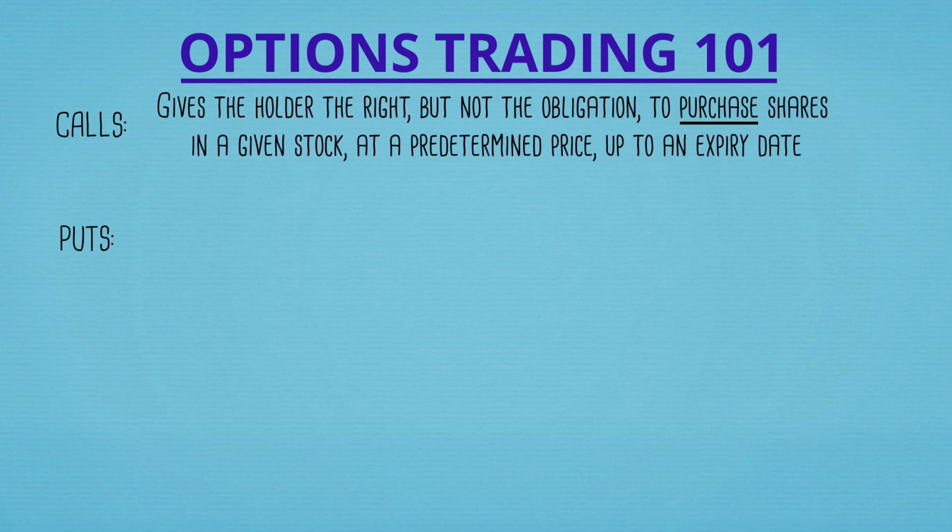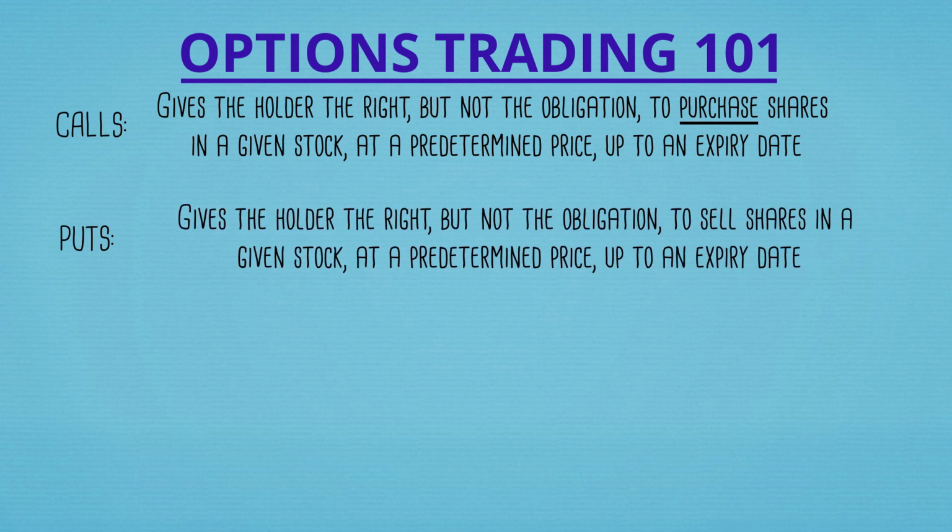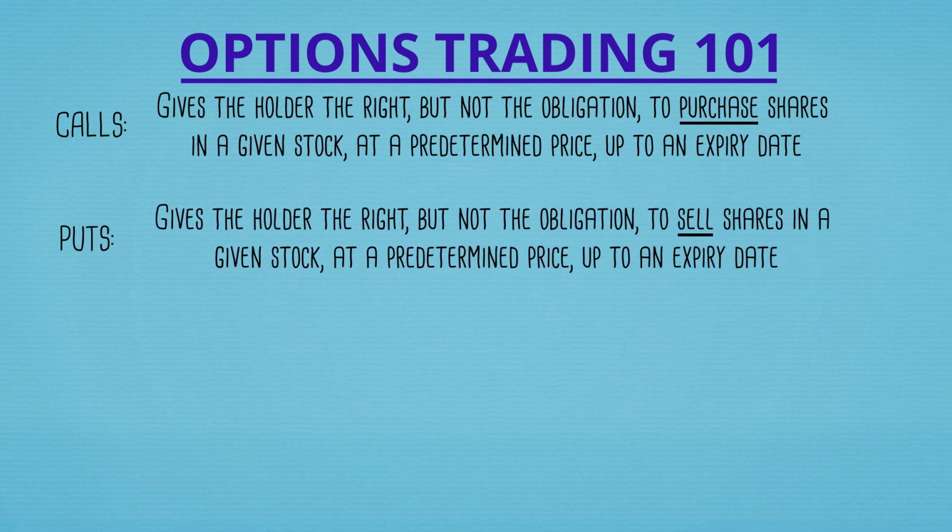A call option gives the holder the right, but not the obligation, to purchase shares in a given stock at a predetermined price up to the expiry date. Now, put options, on the other hand, give the holder the right, but not the obligation, to sell shares of a given company at a predetermined price up to an expiry date. Now, I know this sounds confusing if you're hearing it for the first time, but really it's not. So, let me give you an analogy that hopefully will help.